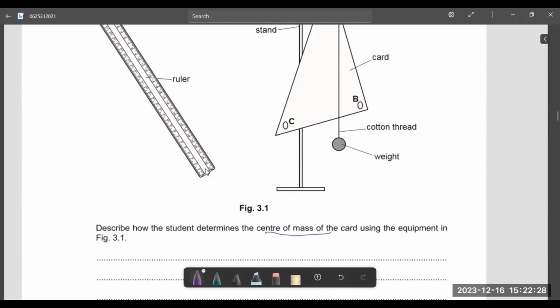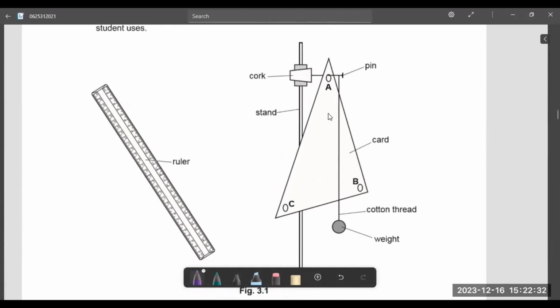So 3 points have been marked. Here now the point A is there. One pin on cotton thread is there. Initially he can draw the line, and he can change the points to C, B, then again he will be getting 3 lines. This intersection point will be the center of mass.